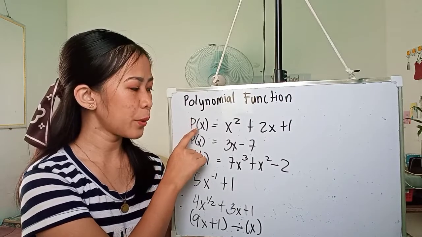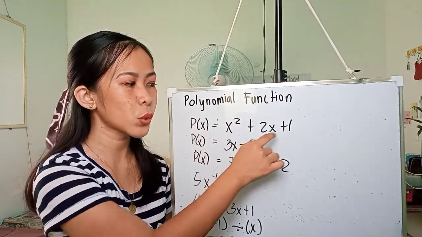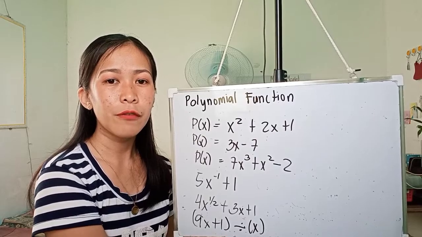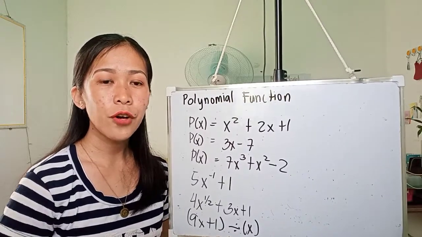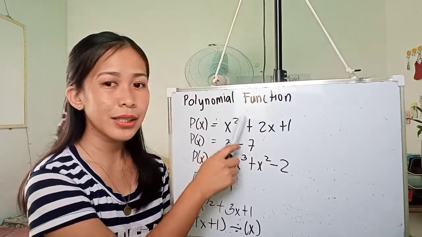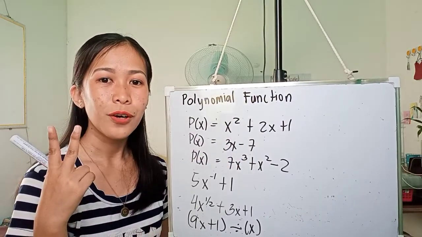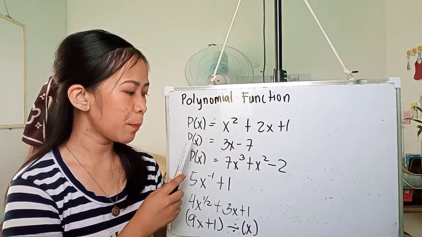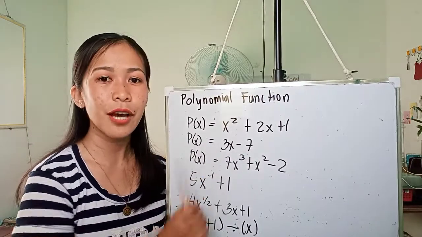So in number 1, we have p of x is equal to x raised to 2 plus 2x plus 1. Is it a polynomial function or not? Yes, of course. And this is a quadratic function kasi ang kanyang highest degree ay 2. Alright? Ganun lang. And then we have p of x is equal to 3x minus 7.